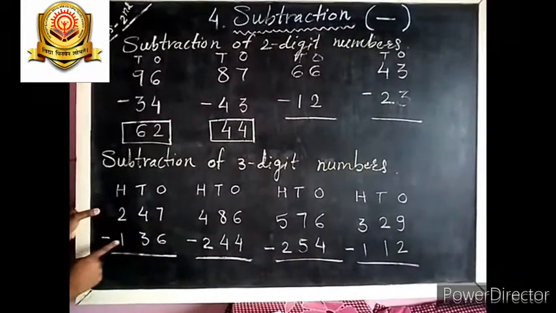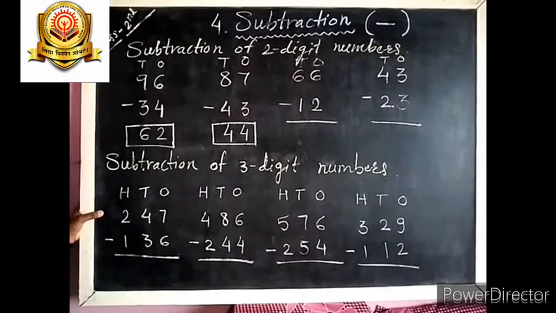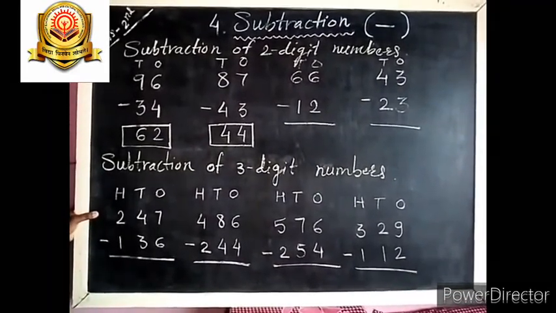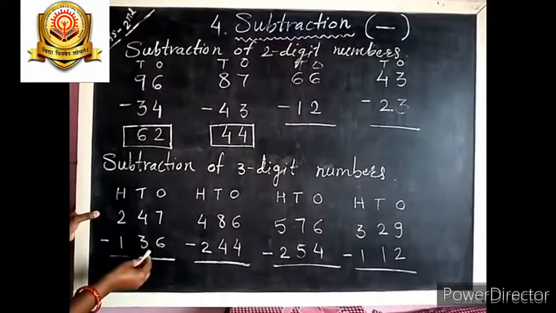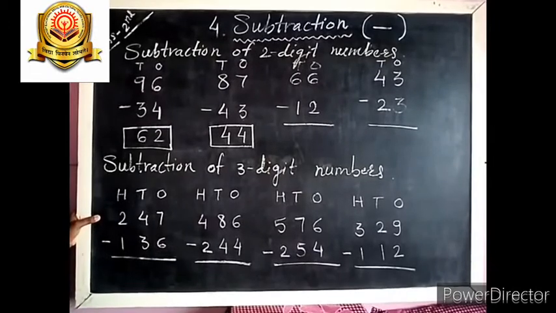247 minus 136, and we know that addition and subtraction always start from the ones place. So let us start from the ones place. Firstly, subtract 6 from 7.